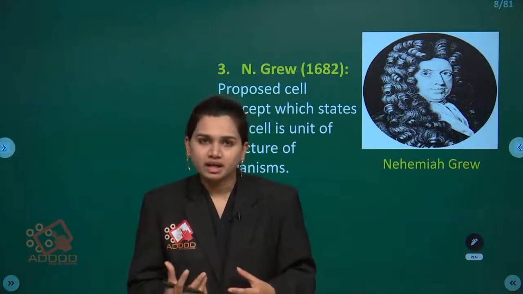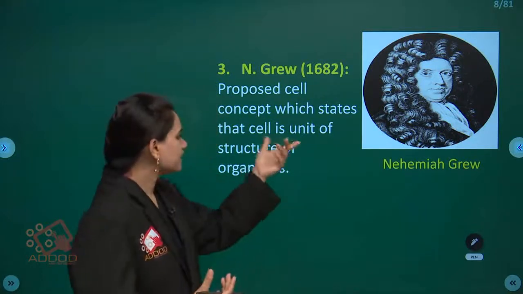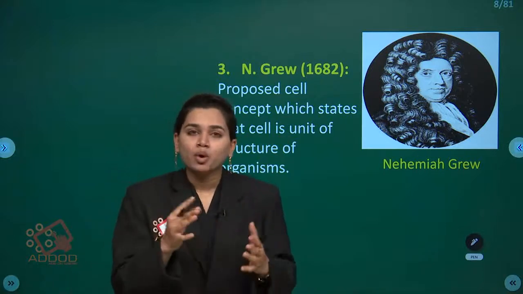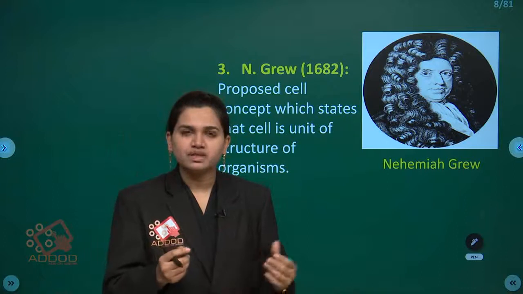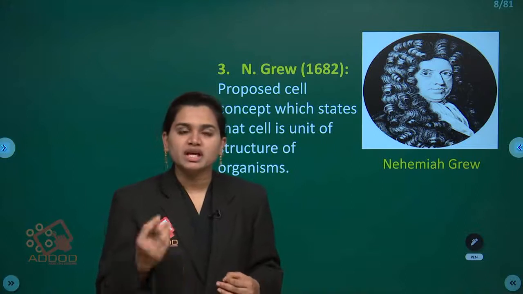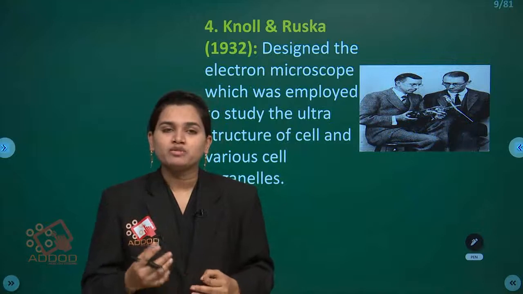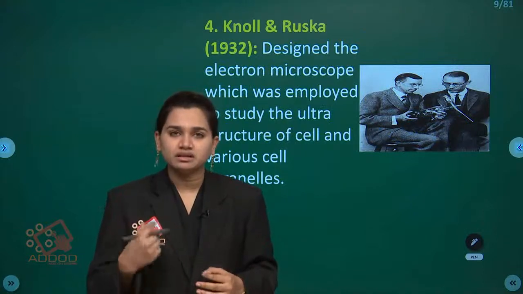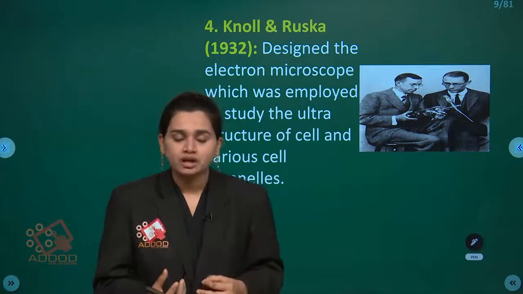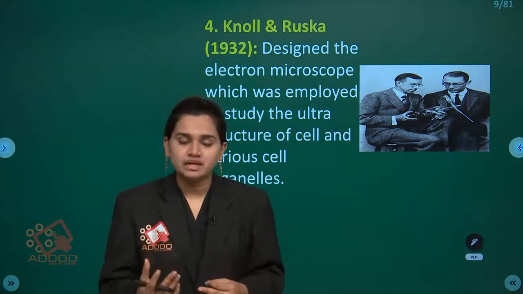Nehemiah Grew, after observing the structure of cell, said that the cell is the unit of the structure of organisms. That means the whole of the organism is made up of these minute structures which are called cells. So the whole of the human body is made up of cells. Later on, the electron microscope, which could zoom in even into the structure of the cell organelles, was discovered by Knoll and Ruska, after which the study of cell became easier.